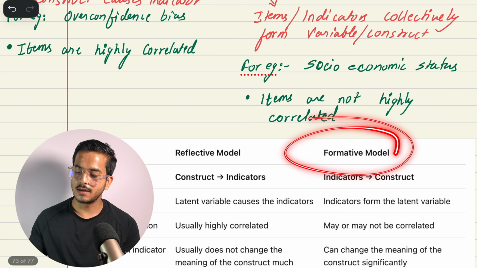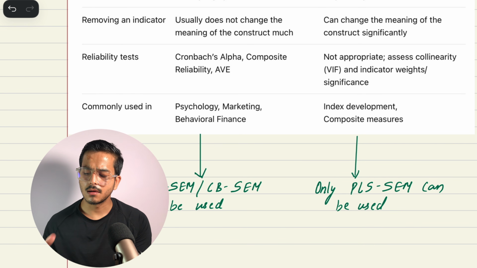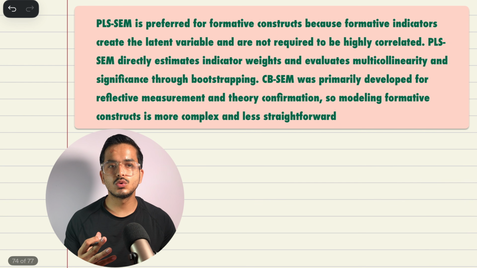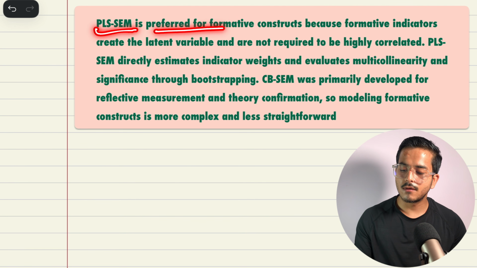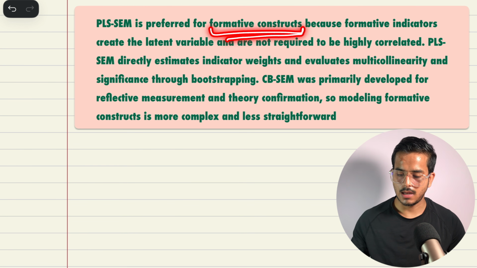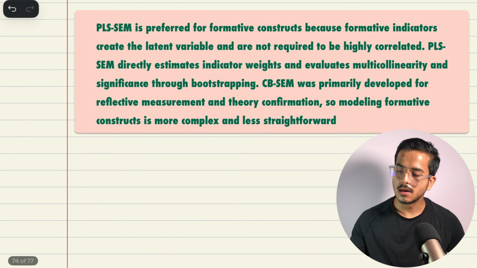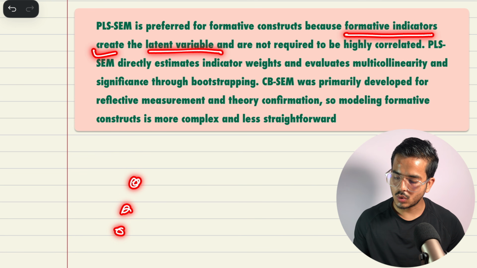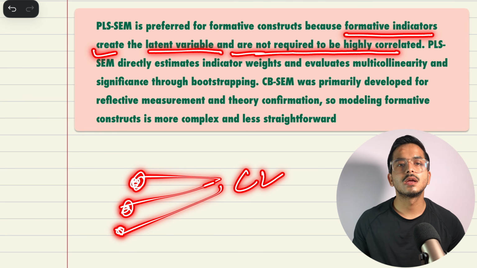But if there is reflective, then PLS-SEM and CB-SEM both can be used. Okay. Now finally we come to a conclusion: whether to use PLS-SEM, when to use, whether to use CB-SEM. PLS-SEM is preferred for formative constructs. I told you PLS-SEM is preferred for formative models or formative constructs, because formative indicators create the latent variable. Formative indicators together create the latent variable and are not required to be highly correlated. That's why we use PLS-SEM.